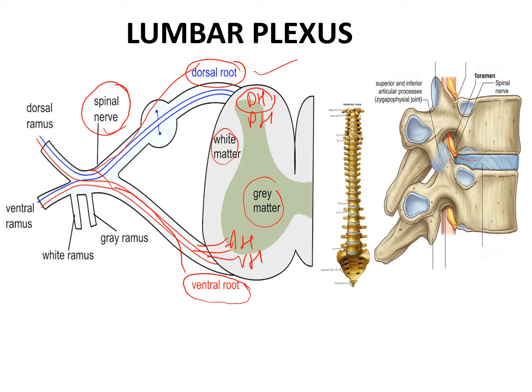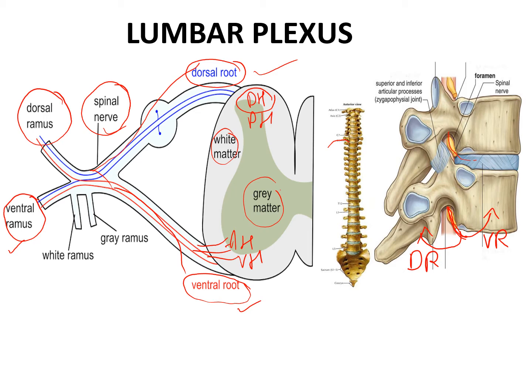As you can see here, the spinal nerve comes out of the intervertebral foramen and divides into the ventral ramus and the dorsal ramus. Do not get confused between the ramus and the root. So once the spinal nerve comes out of the intervertebral foramen, it divides into the ventral ramus and the dorsal ramus. So this is the ventral ramus, this is the dorsal ramus.